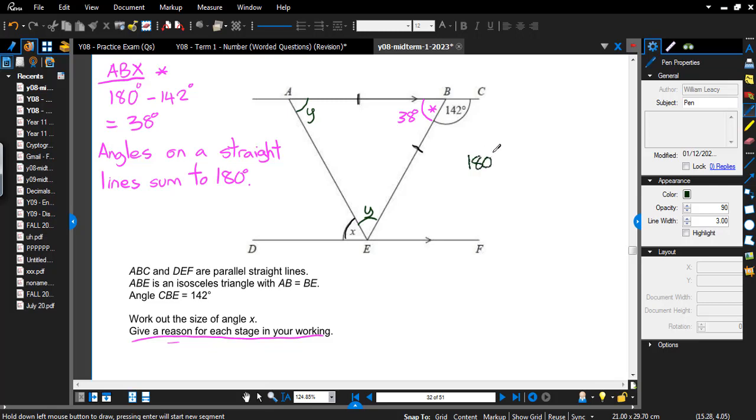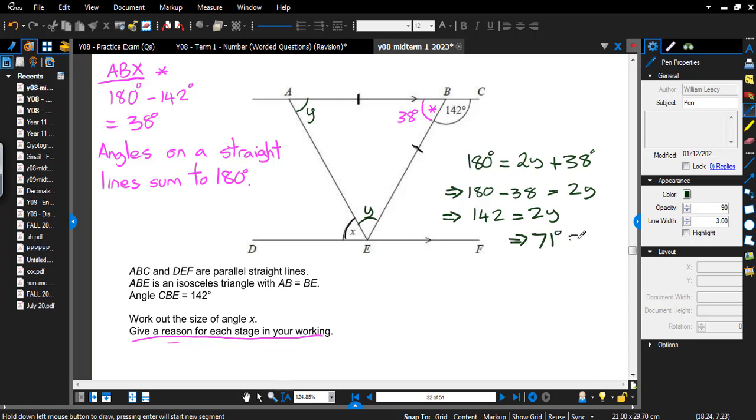So we know 180 degrees equals 2y plus 38 degrees. You don't have to put the degrees in yet; I'll just put it in so you know where I'm getting it from. That implies 180 minus 38 equals 2y, which implies 142 equals 2y. So what's 142 divided by 2? 71. So we know y is 71 degrees. You don't have to call this star because we've called it y. As long as I know what you're talking about and you've shown it, that's all that matters.